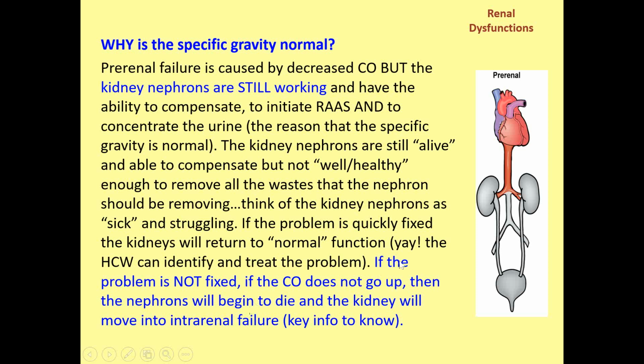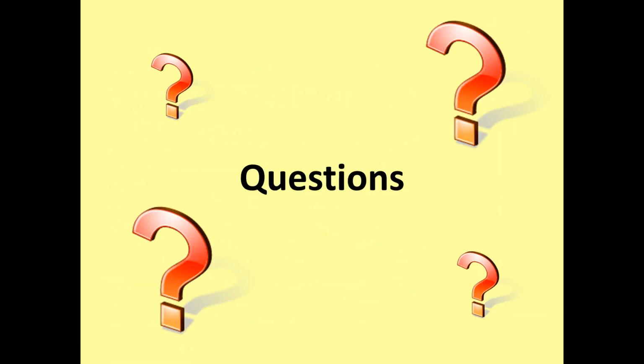So probably what I have in blue is really the key information. In pre-renal failure, the kidney nephron is sick, it's struggling, but it's alive and it's still working and it's doing RAS. And that's why you see different urine products and different blood analysis than what you see in an intrarenal. I hope this has been helpful.